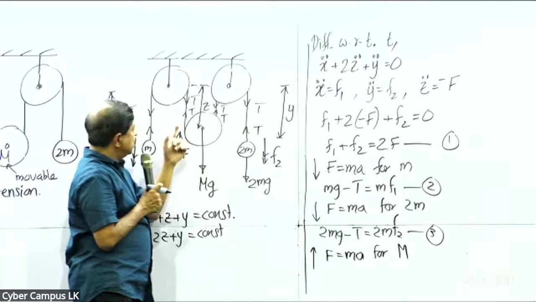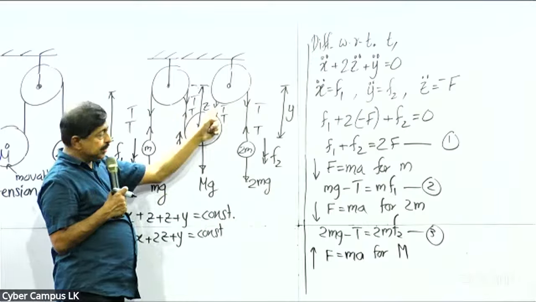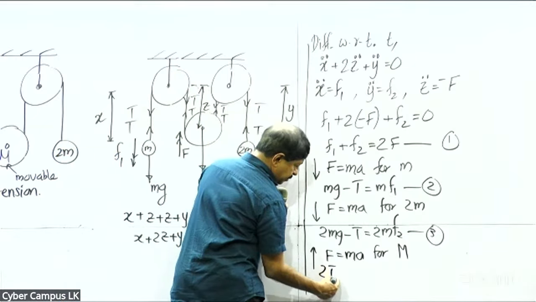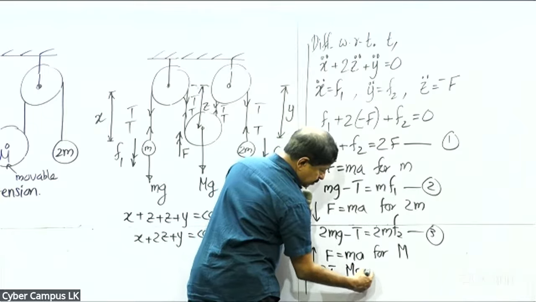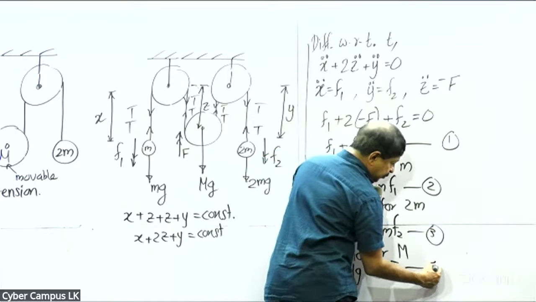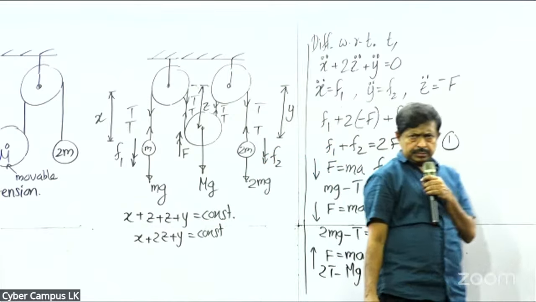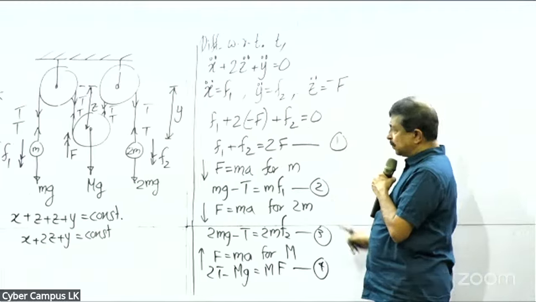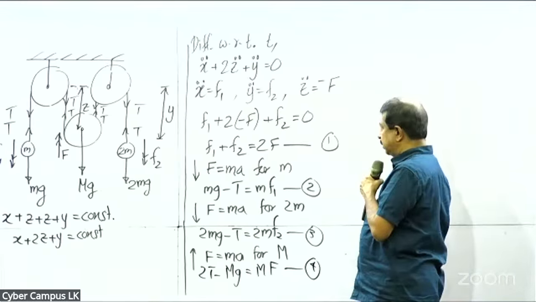So I'll apply F equals ma to this. Now here, 2 forces are there, 2 tensions. So 2T minus capital Mg is capital M, capital F. That is equation 4. Now, look at this. T is everywhere, so it's hard to eliminate T.